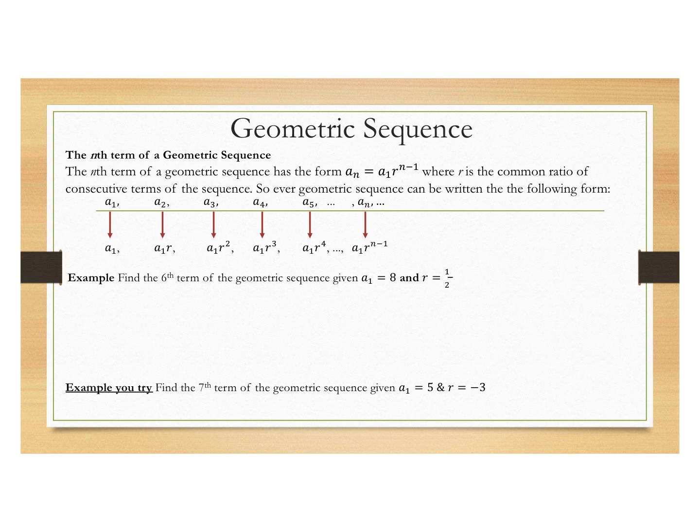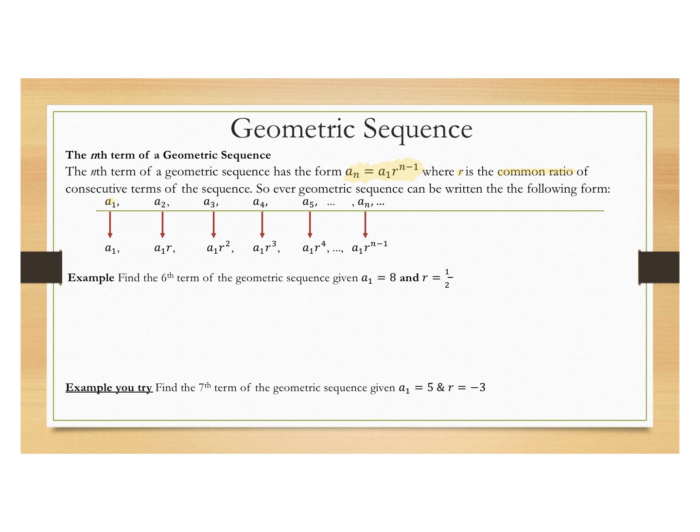When we start talking about the nth term of a geometric sequence, the formula that we need to be able to recognize and know is a sub n equals a1 times r to the n minus 1 power, where r is the common ratio of the consecutive terms of the sequence. Every geometric sequence can be written in this form.